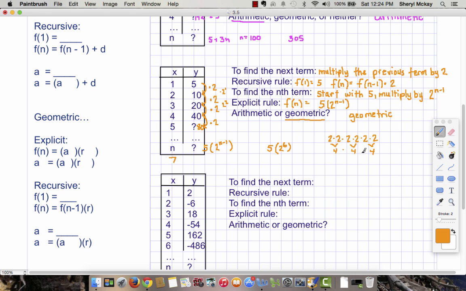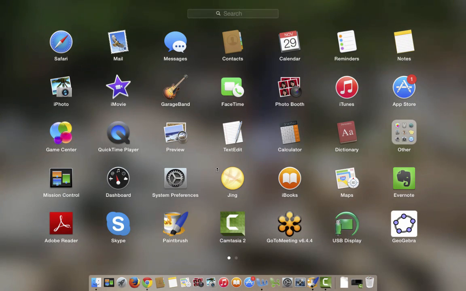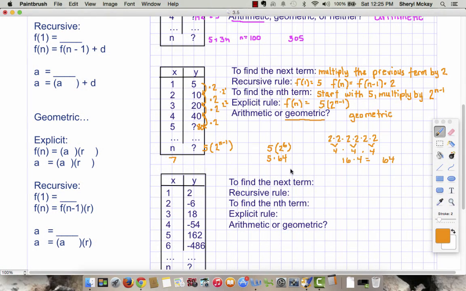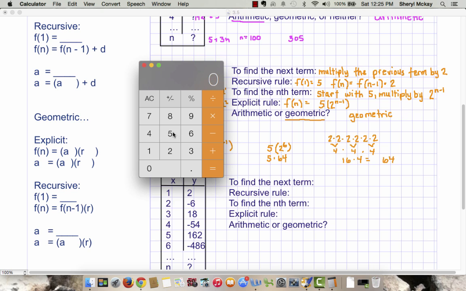So 4 times 4 times 4, which becomes 16 times 4, which is equal to 64. So now we have 5 times 64. Now I'm not going to try to do that in my head. Instead, I'm going to pull up my calculator and then I'm going to say 5 times 64 equals 320.